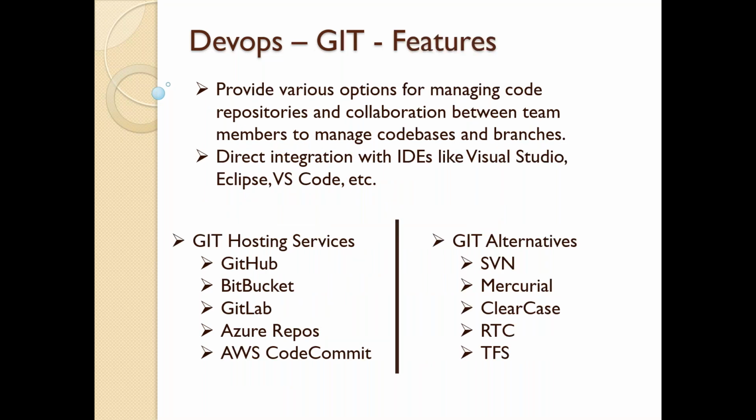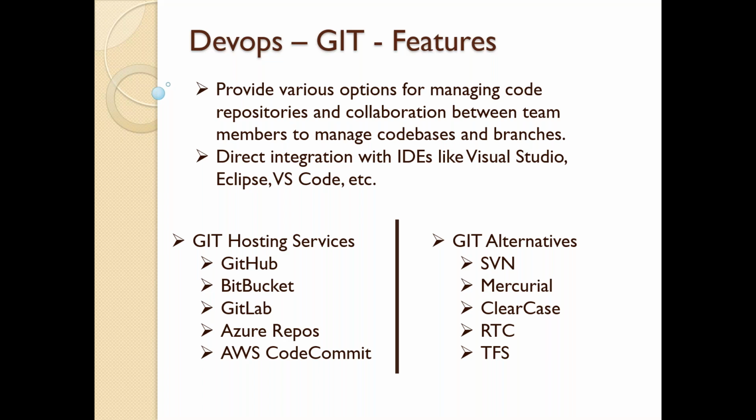So some of the features of Git: it provides various options for managing code repositories, collaboration between team members, and managing code bases and branches. You can manage a lot of code bases and branches. Now all open source code, whoever wants to contribute for Java or AWS or whatever it is, right? They will put it in a GitHub public repository, and you can go and pull that code from there and you can use it. Whatever is there in the GitHub public repository is open to the public. So you need not ask anyone to download that and use that. Okay. So of course we'll also be creating our own public repository, and we will see how to work with this Git.